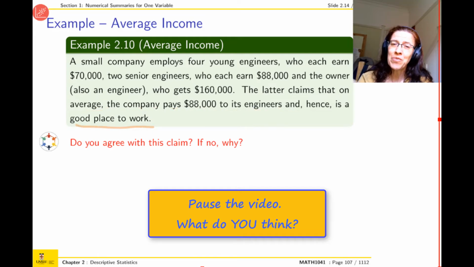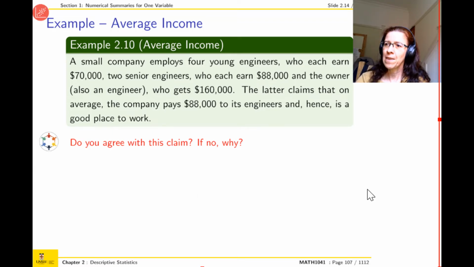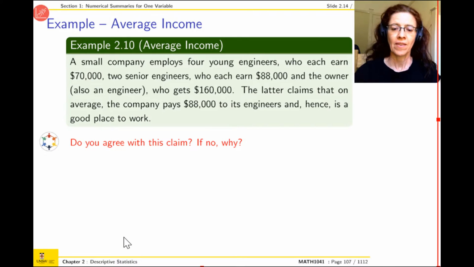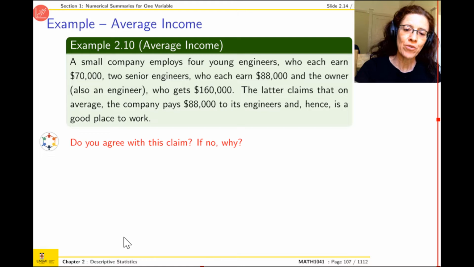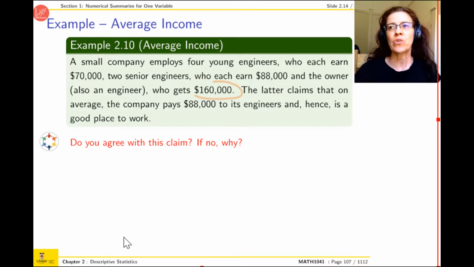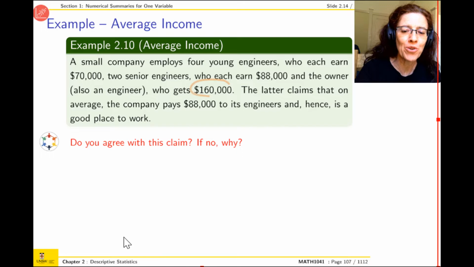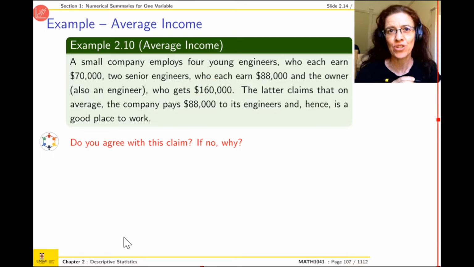Nevertheless, do you agree with the claim? Another good time to pause the video, and maybe another time also to think about what you want to measure. Have you been using the best tool to do that? Well, what you can see is that the average has been pulled up by this number, which is much bigger than the others. And if you're wondering, as an engineer, if it's a good place to work, probably you wouldn't be the boss, so you don't want this to influence the calculation too much.